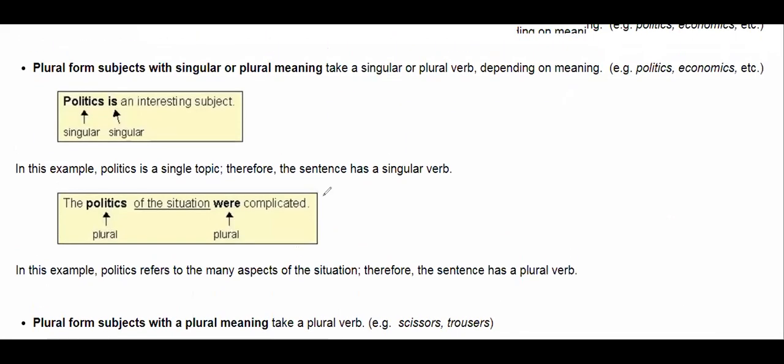On the other hand, the politics of the situation were complicated. Politics over here gives the sense of plural. So your verb is also going to be in its plural form. Politics of the situation. It is this phrase which is determining whether the word politics is in singular or plural. The politics of the situation were complicated. In this example, politics refer to the many aspects of the situation. Therefore, the sentence has a plural verb.